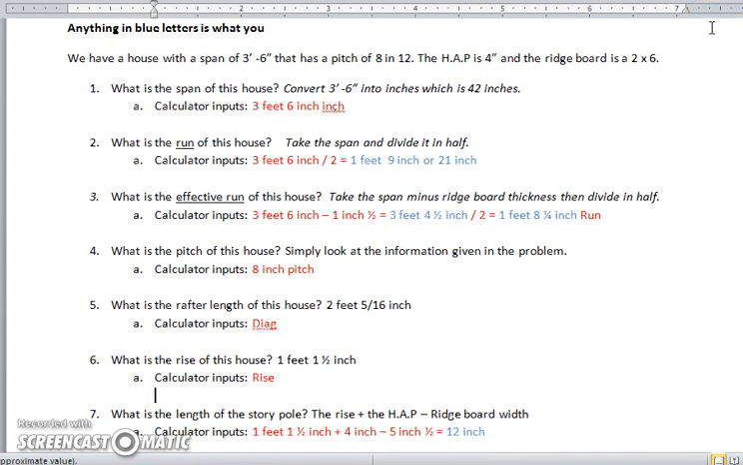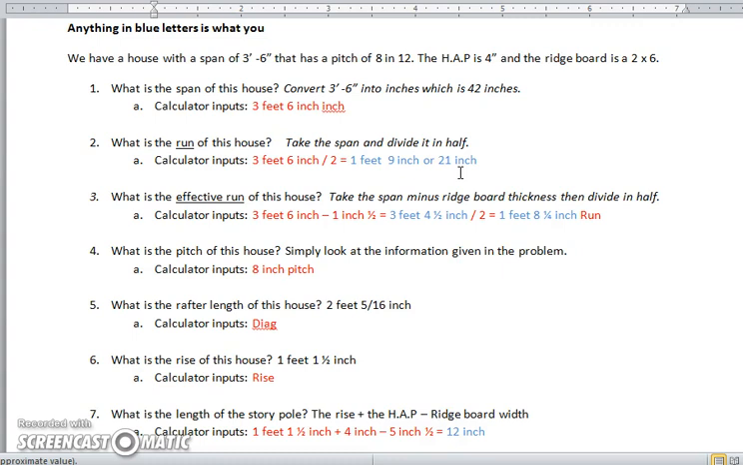Number 2 says, what is the run of this house? To figure out the run is very, very simple. You take the span, which was given to us in the problem, 3 feet 6 inches, and divide that in half. Your calculator inputs for this would be 3 feet 6 inch, you would hit the divide symbol, 2, equals, and that should spit out a number, 1 foot 9 inches, or you can hit the inch button again and it will convert it to 21 inches for you.